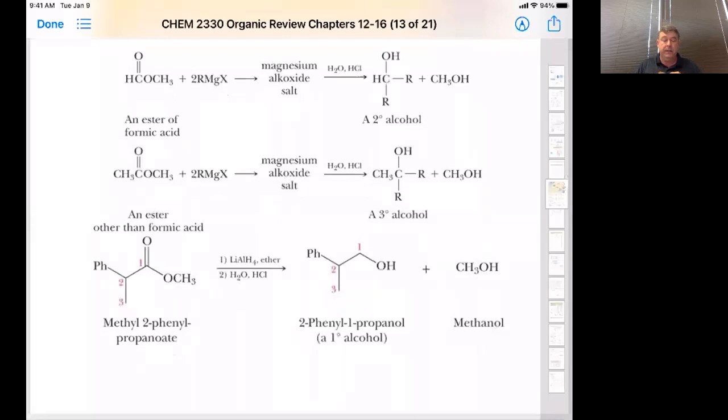And then the next thing we learned is that lithium aluminum hydride is strong enough to reduce esters down to alcohols, but sodium borohydride is not. So sodium borohydride only does the aldehydes and ketones. Lithium aluminum hydride will also do carboxylic acids and carboxylic acid esters.